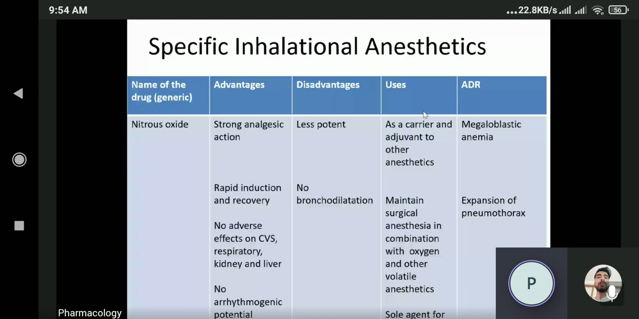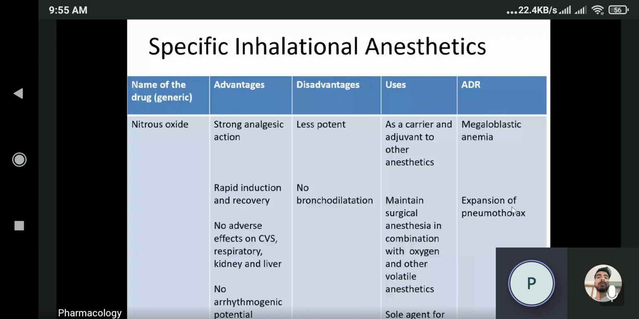So that means they are used mainly as a carrier and adjuvant to other anesthetics. Mainly they are combined with drugs like halothane, and they also maintain surgical anesthesia in combination with oxygen and other volatile anesthetics. But they are used solely for dental purposes, where they are used as a sole agent for producing anesthesia. Coming to the adverse effects, they mainly cause megaloblastic anemia and expansion of pneumothorax.